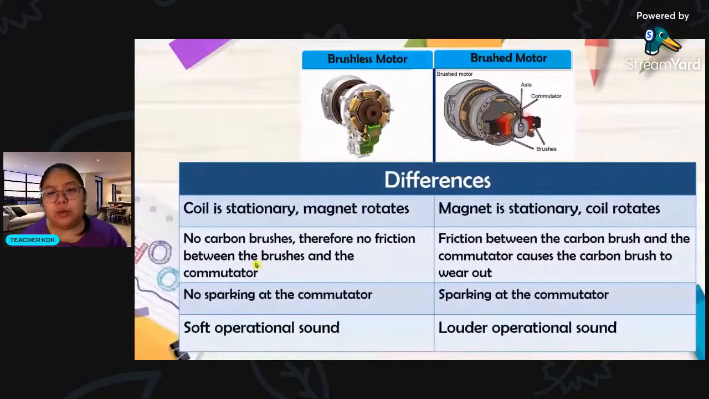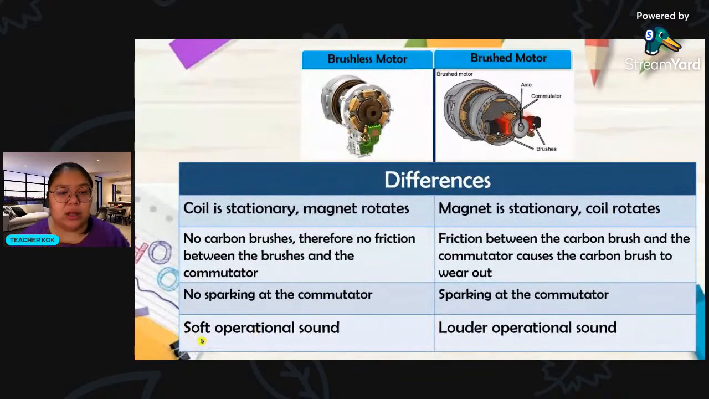This brush motor has friction because it has carbon brush and commutator. This causes the carbon brush to wear out. When they turn, they touch; the second turn, they touch again. So they have friction. For the brushless one, there is no sparking, because they never touch the carbon brush. No sparking at the commutator, so no lost energy. But this one produces sparks when the commutator touches.